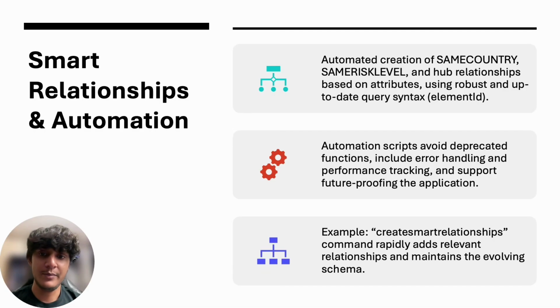So to wrap up, Neo4j gives us visual clarity for complex networks, performance that scales with connected data, intuitive query syntax, and intelligent automations. For supply chain risk analysis or any other domain where relationships matter, graph databases aren't just better, they are essential. Thank you.